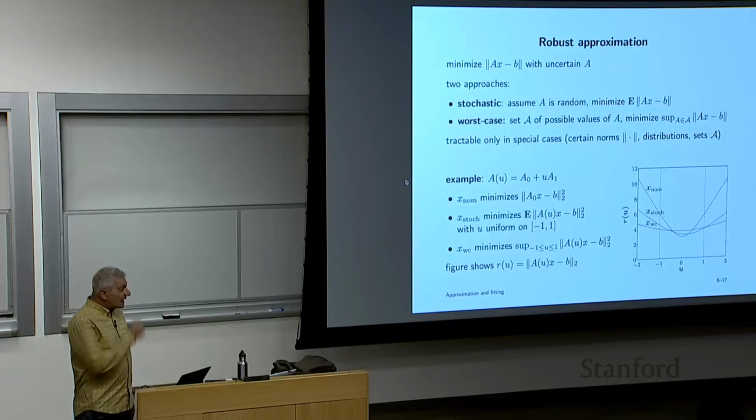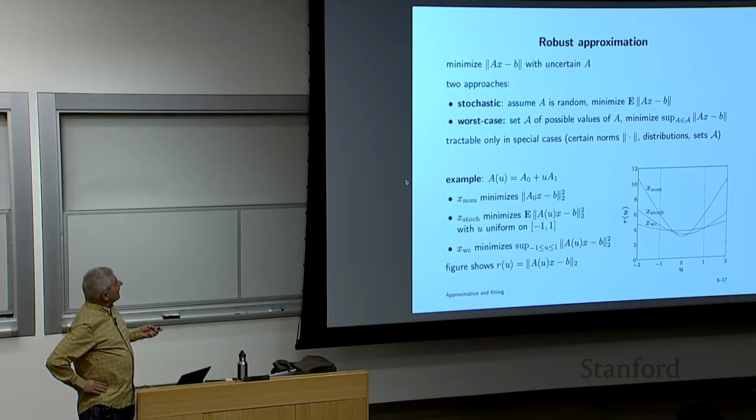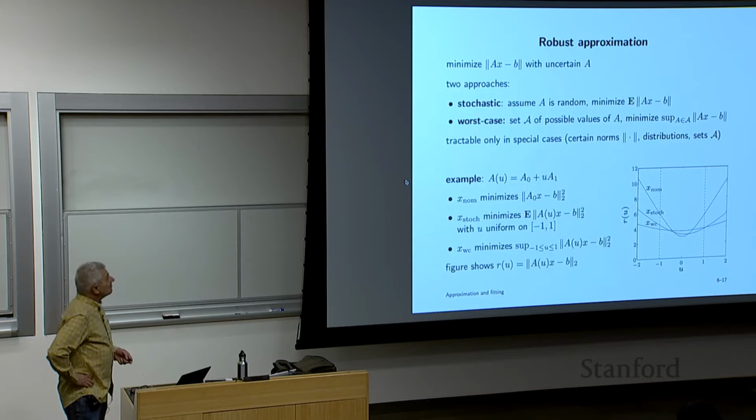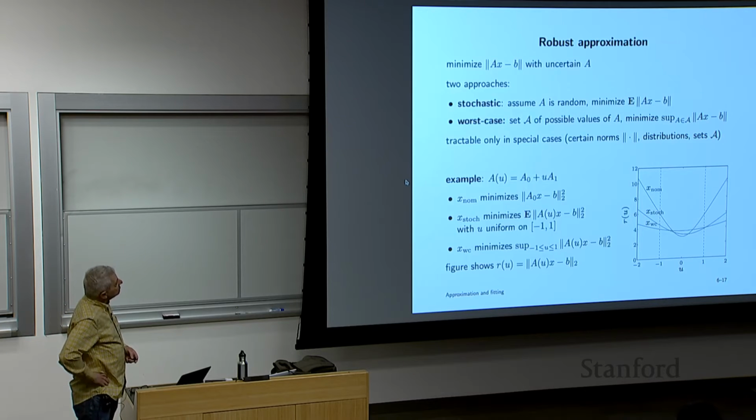Okay, so here it is. We want to have an approximation problem. We want to minimize the norm of AX minus B. But we're going to actually address the idea that we don't know A.